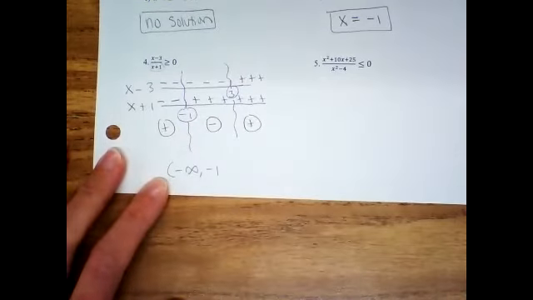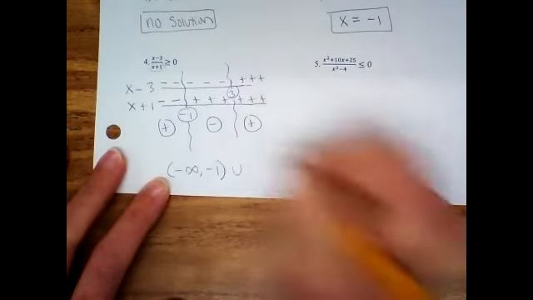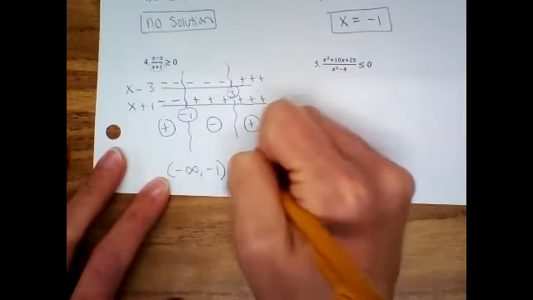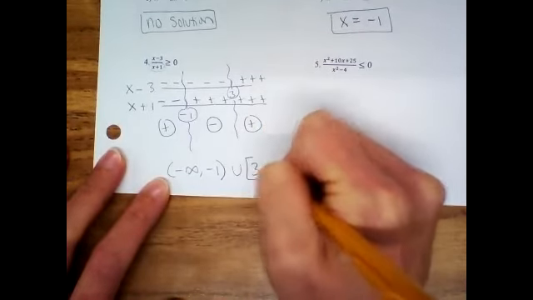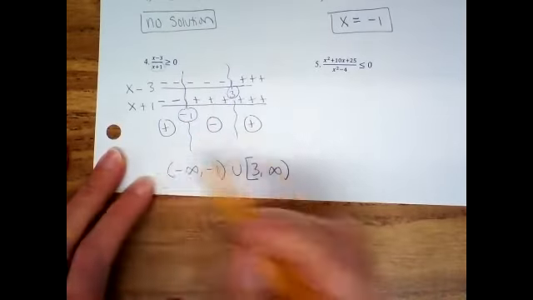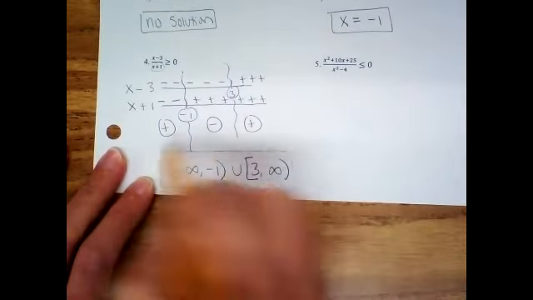And as I was saying, the problem says you should use a bracket, but you still cannot bracket -1 because it will make a 0 denominator. Union, and then we want 3 to infinity. Now you can bracket the 3. That's okay. You can have a 0 numerator, you just can't have a 0 denominator.